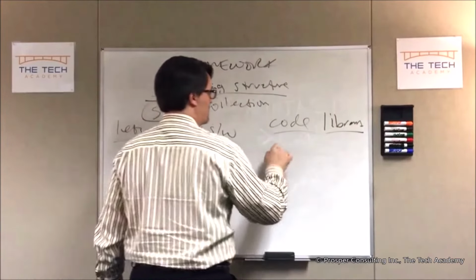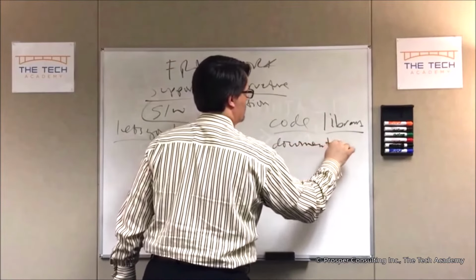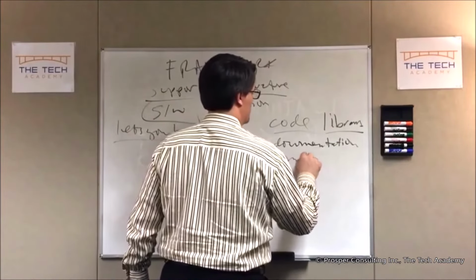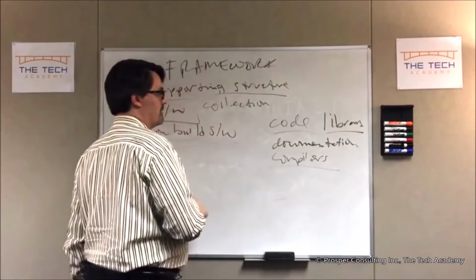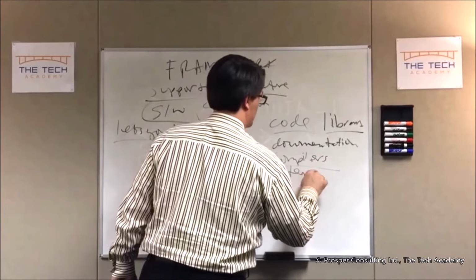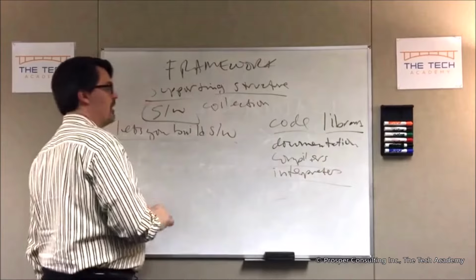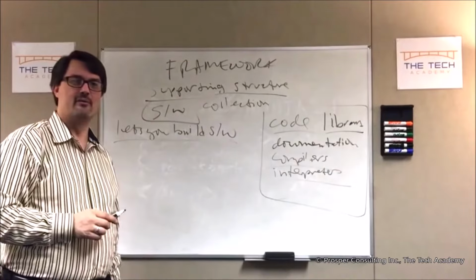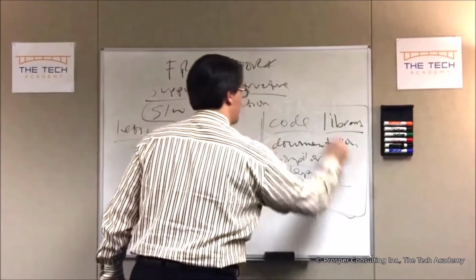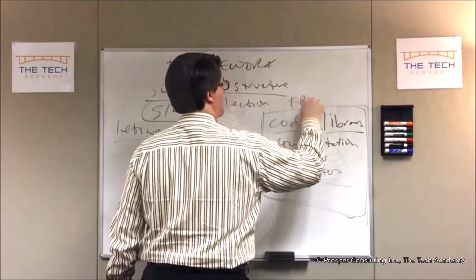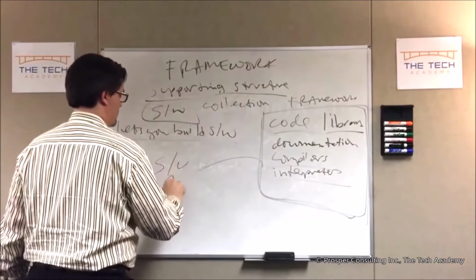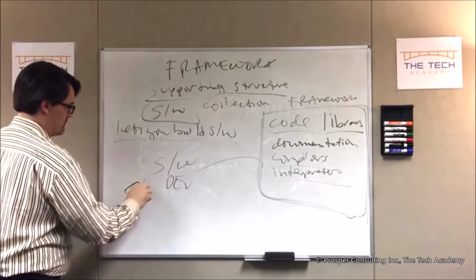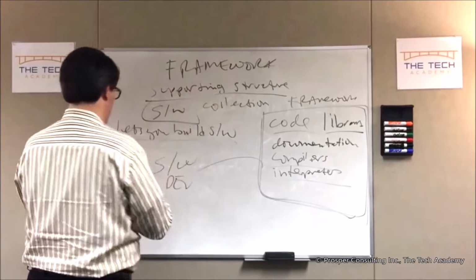It could be things like documentation on how to use the framework. It could be an actual compiler that's needed to compile your code. It could be an interpreter to interpret your code. All of these things don't need to be recreated every time. So why not just package them all up into one thing, a framework, give that to a software developer, and he can use that to make software. That's what a software framework is.